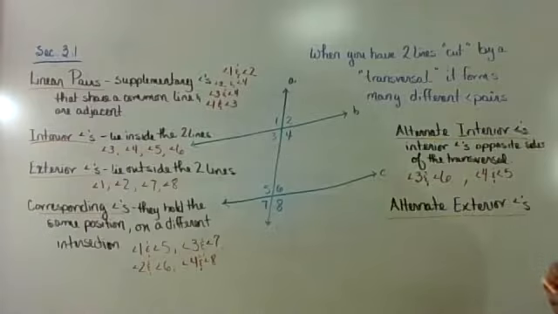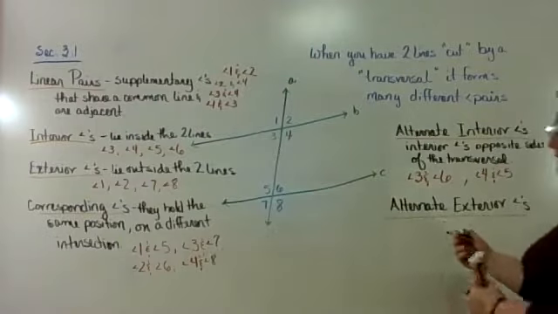Alternate exterior angles obviously are exterior angles, which means they're outside of the two lines and on opposite sides of the transversal and can't be a linear pair.